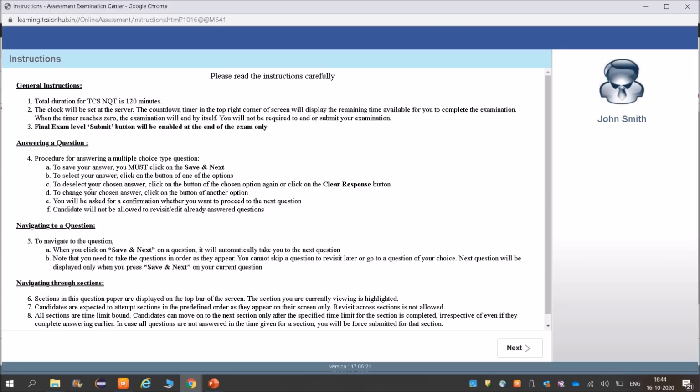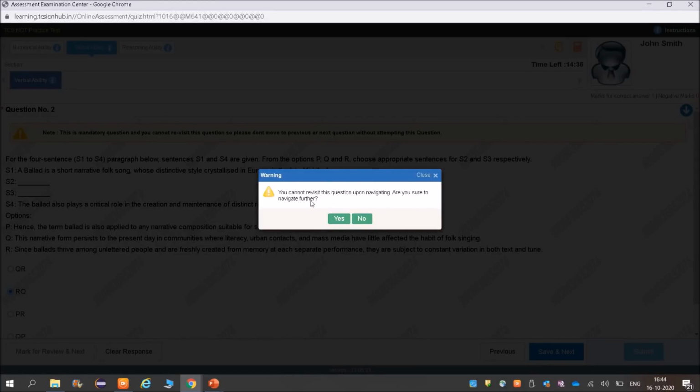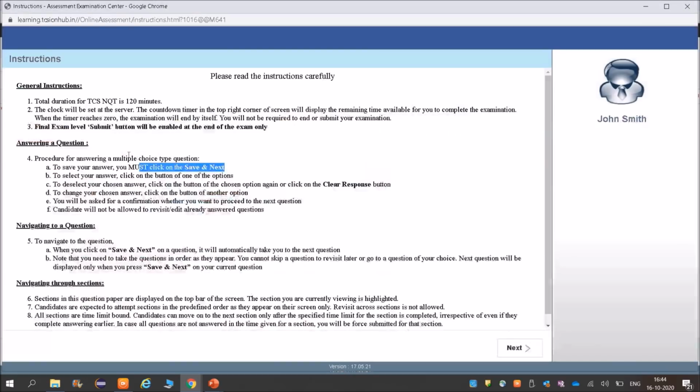Now, answering a question. The procedure for answering a multiple type question: to save your answer, you must click on save and next. So friends, you can see, suppose this is the answer you have selected, and now if you want to move to question number 3, you need to click on save and next. You cannot revisit this question upon navigating. Are you sure you want to navigate further? Yes. So friends, what they want to say is that you cannot revisit question number 2 again. Whatever answers you have marked, you will not be able to modify. Now we have come to question number 3 and we cannot go back to question number 2. Okay. Now, so this is also clear.